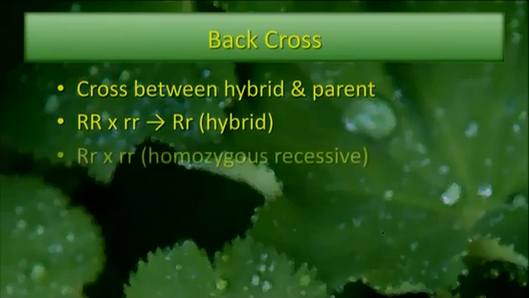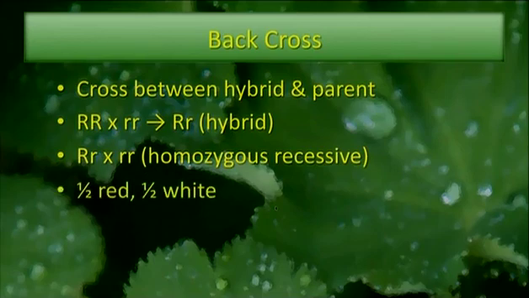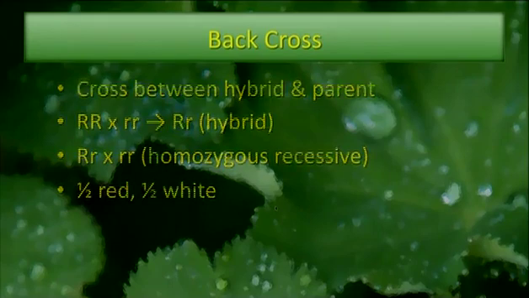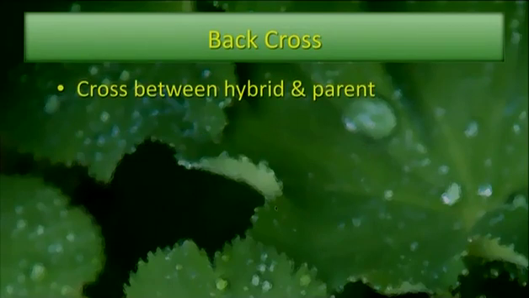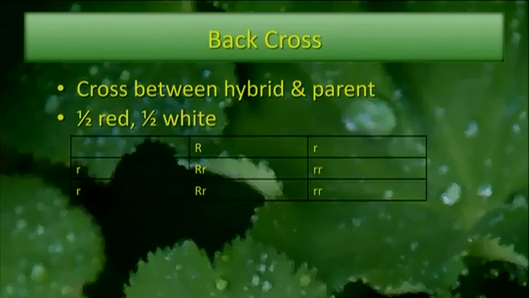So what you do is you take this F1, big R, little r, and you cross it back to its homozygous recessive parent, little r. And what you'll get is 1/2 red offspring and 1/2 white offspring. So we'll take a look at that. You cross this heterozygote, big R, little r, with a little r.